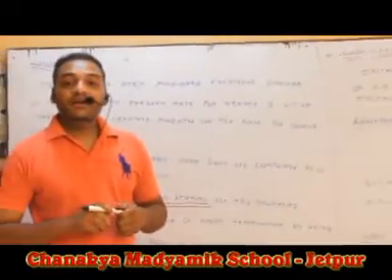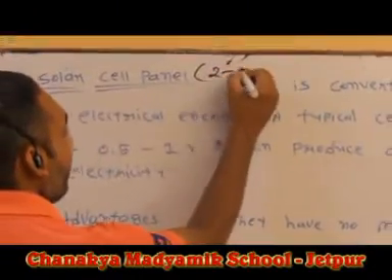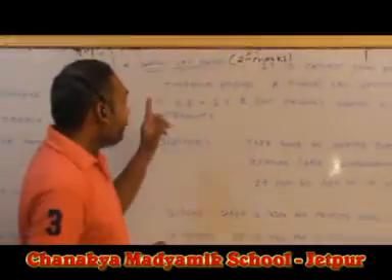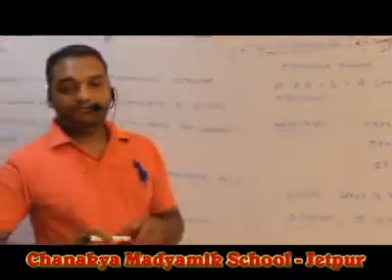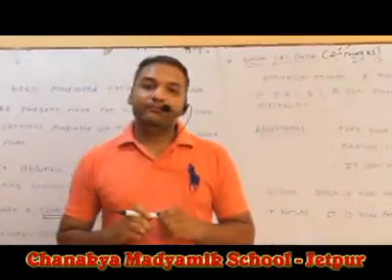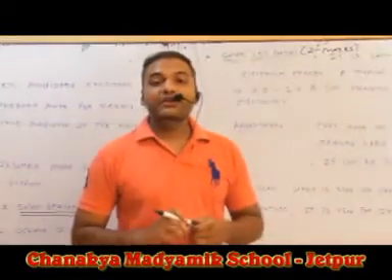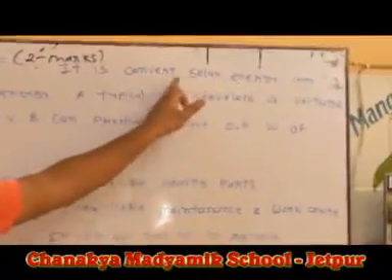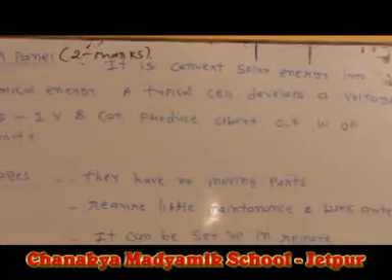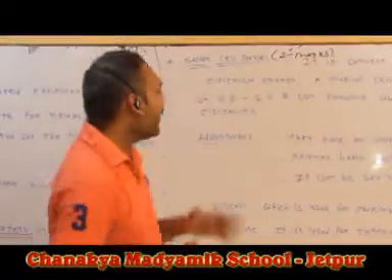Now the second important topic is the solar cell panel. It is most important for 2 marks, and also for 1 mark. What is a solar panel? A solar panel is useful for many kinds of purposes, for example street lights, radio transmission and wireless transmission. But first of all, we should know what a solar cell panel is. It converts solar energy into electrical energy. This is the simple definition: a solar cell converts solar energy directly into electrical energy with the help of a solar panel.